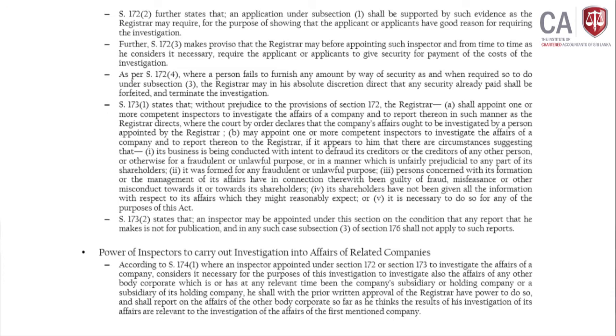Section 173(1) states that without prejudice to the provisions of Section 172, the previous one, the registrar shall thereafter appoint one or more competent inspectors to investigate the affairs of the company and to report thereon in such manner as the registrar directs, where the court by order declares that the company's affairs ought to be investigated by a person appointed by the registrar.